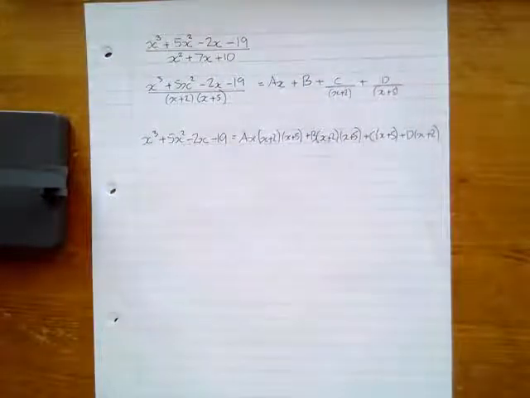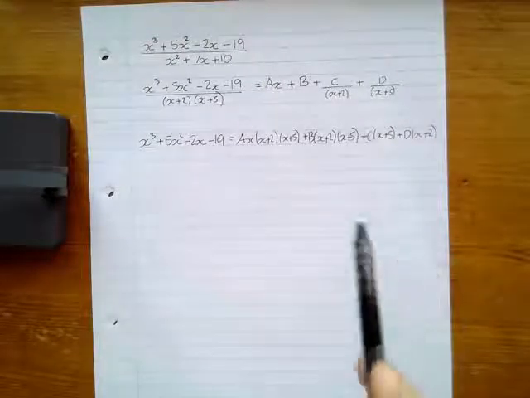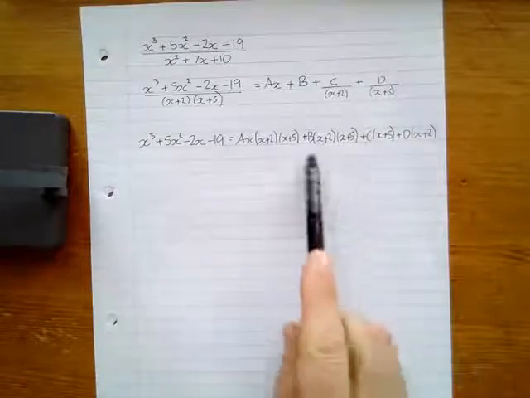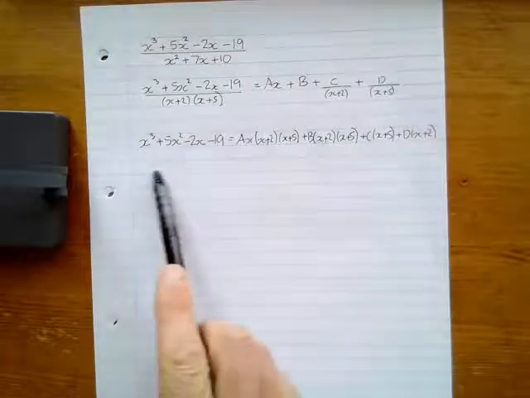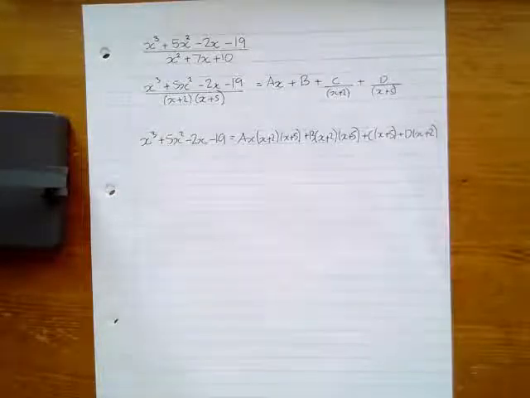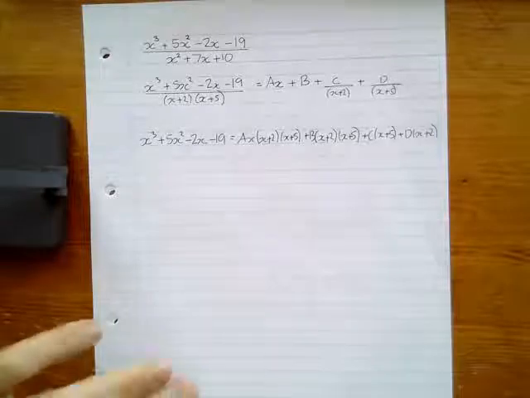Okay, so I have multiplied through to make all of the terms here have a common denominator of (x + 2)(x + 5). All that's over (x + 2)(x + 5), same as that, so I can cross them out. There you go. And now, to find A, B, C, and D, you do exactly the same as what we did in the last example.